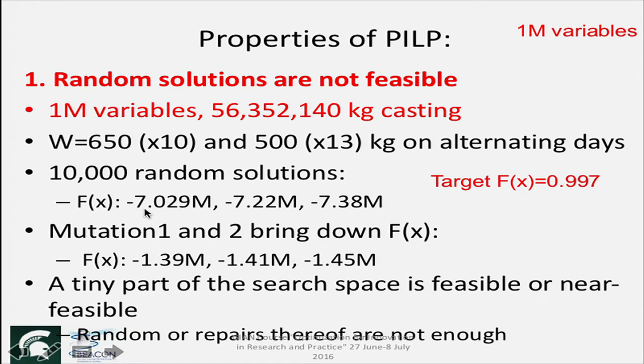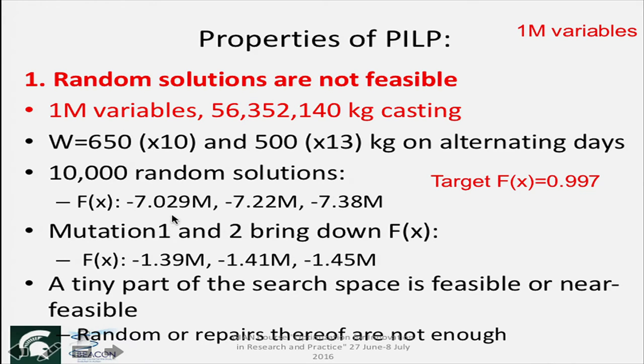The best solution has a negative 7,000,000 fitness. That means anything negative is infeasible. I did not find a feasible solution. The worst one is minus 7.38 million. So they're all far away from being feasible if you randomly pick solutions to this large scale problem.